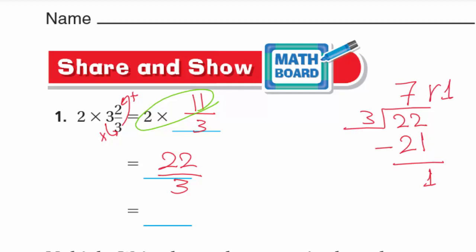So to write it as a mixed number, the 7 is a whole number. So we write 7 as a whole number and we make a fraction. The remainder is the numerator. So 1 is up and the denominator doesn't change, 3. So 7 and 1 over 3.